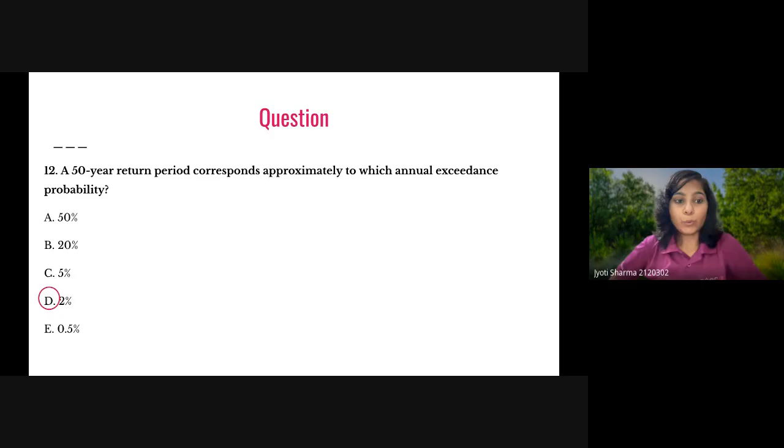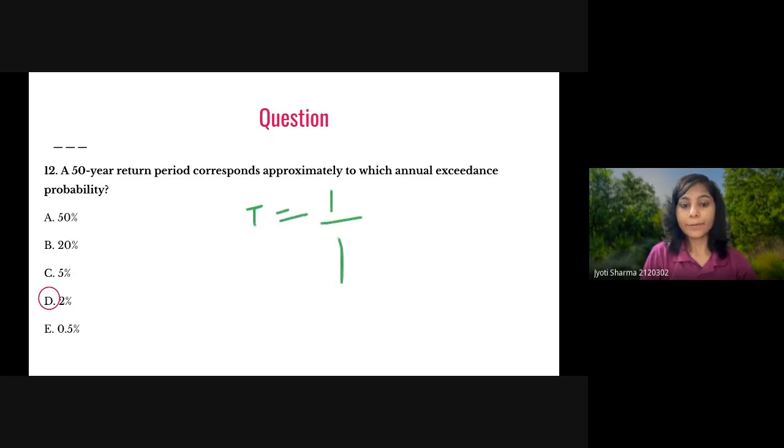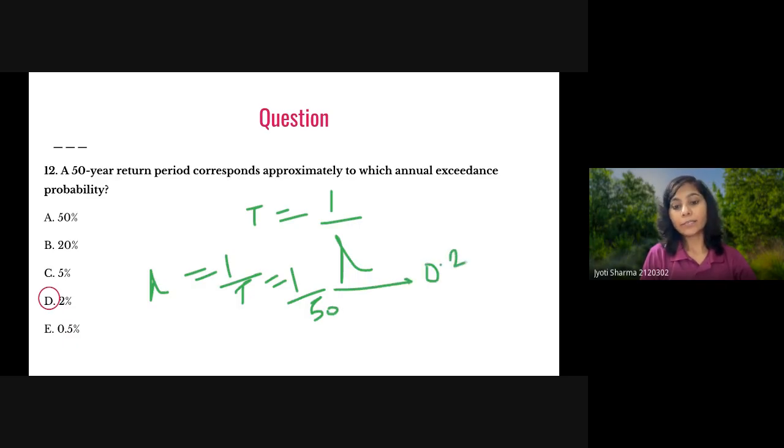Okay, I again gave you the answer for this. A 150-year return period corresponds approximately to which annual exceedance probability? As I told you, here T is equal to 1 by lambda. Your annual exceedance probability will be 1 by T. So 1 by 50, this will be 0.02, and if we are calculating it into percentage, then this will be 2%.